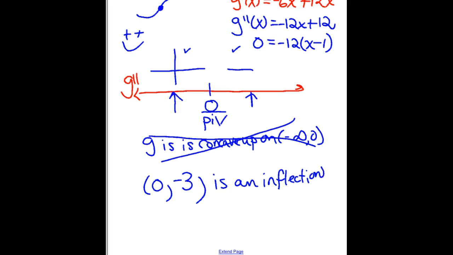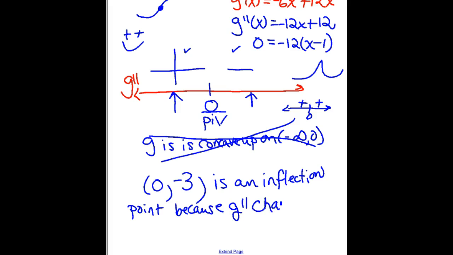And if it says explain or justify, we'd say because g double prime, and you don't say because g double prime equaled 0 there, because again, it's possible for it to be positive and positive. What it would look like is concave up and then concave up again. So we have to say because g double prime changes sign there. And that's the end.